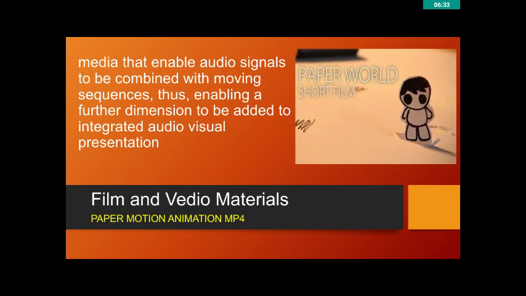Next is film and video materials. Media that enable an audio signal to be combined with moving sequences, thus enabling a further dimension to be added to an integrated audiovisual presentation. And one example of this is paper motion animation in MP4.